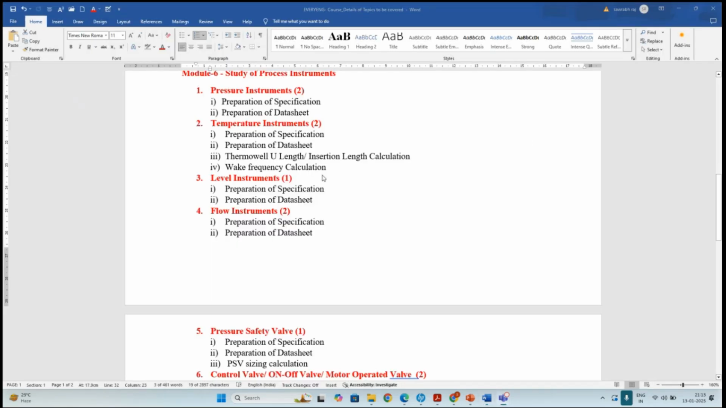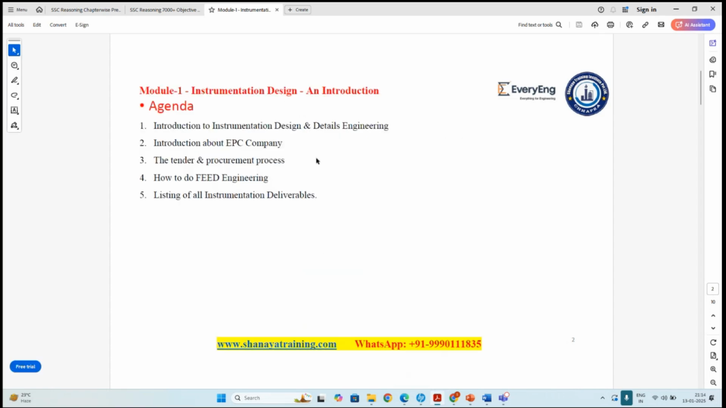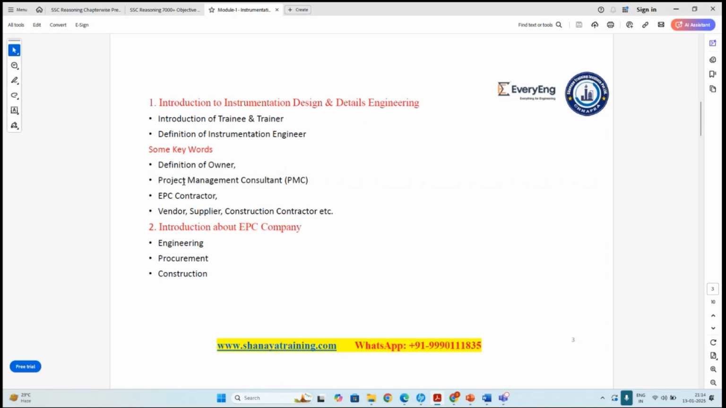So let us see. Now I will talk about the first slide. In this slide, we are going to discuss instrumentation design and introduction. The agenda of this slide will be the introduction to instrumentation design and detail engineering, introduction about EPC company, tendering and procurement process, how to do the FEED engineering, and listing of all instrumentation deliverables. These things we will learn over here today. So let us start.